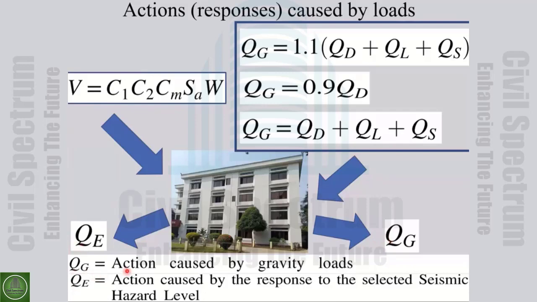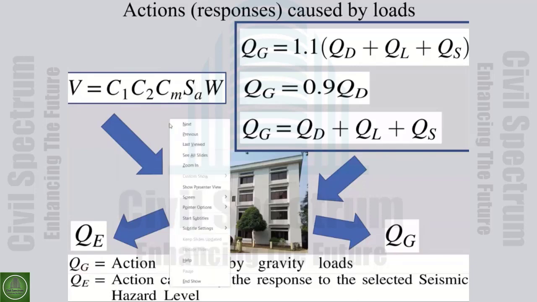So QG is action, any response in this beam, in this column, in this shear wall, different responses that are axial, bending, torsion, action caused by gravity loads, action caused by earthquake. So the Q is the consequence of these loads. When the loads apply, when we use Q, we mean the different responses due to that load.